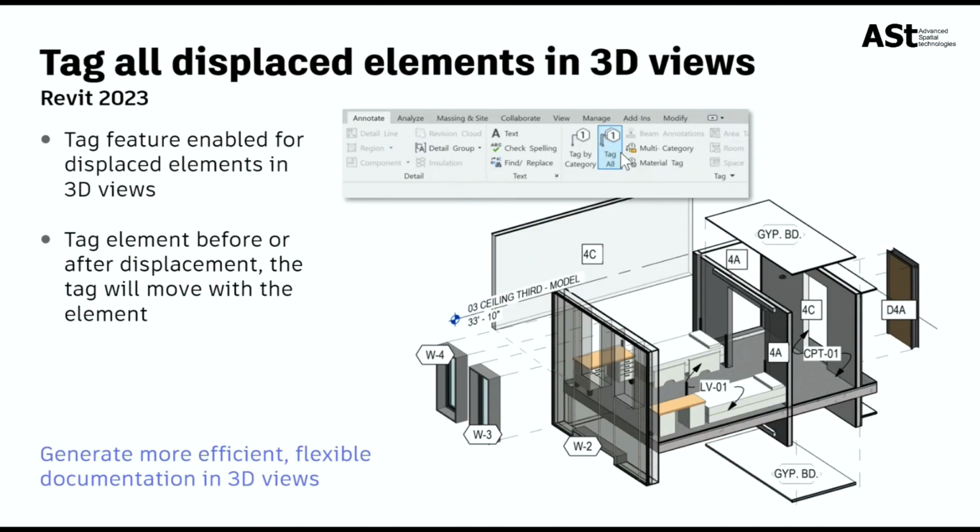You can create isometric 3D views in Revit using the displaced element tools to offset the elements from their actual position to improve visibility and documentation. In 2023, the tag feature has been enabled for these displaced elements. You may now tag the element before or after displacement. If your displaced element has been tagged previously, the tag will now move with the element.